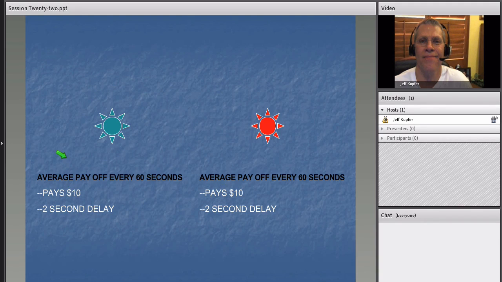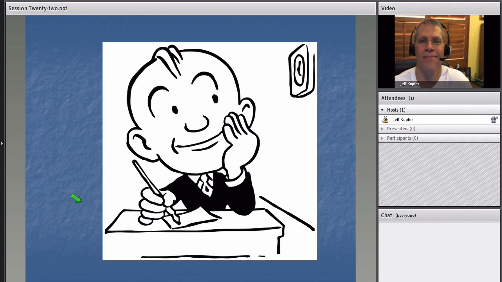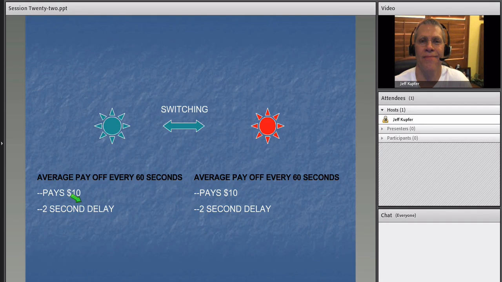But now let's make a slight modification. We're going to keep the same schedule of reinforcement, VI 60 seconds, $10, $10. 2 second delay over here, but over here, the delay is twice as long. Now what is the optimal strategy here? We find that this is the optimal strategy in which you get the same reinforcement according to the same schedule. However, you pick it up here twice as fast in the sense that there is a 2 second delay here and a 4 second delay here.